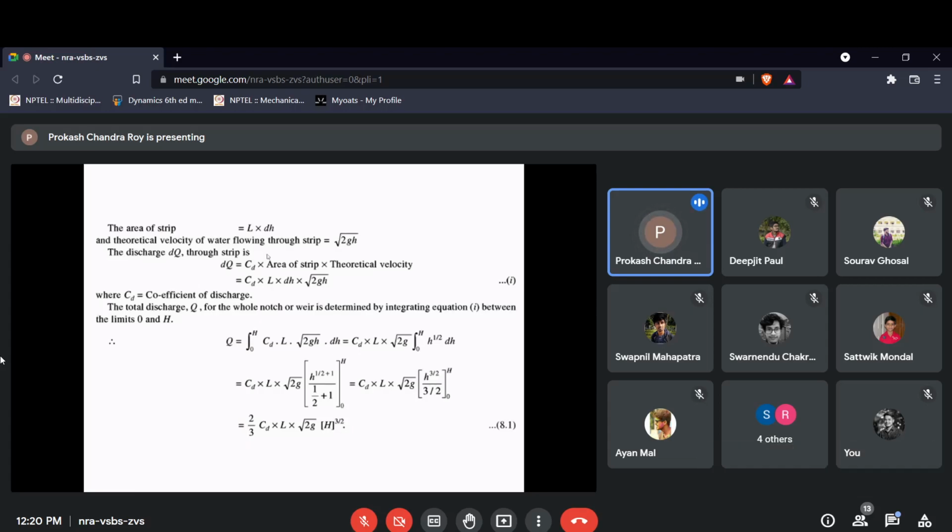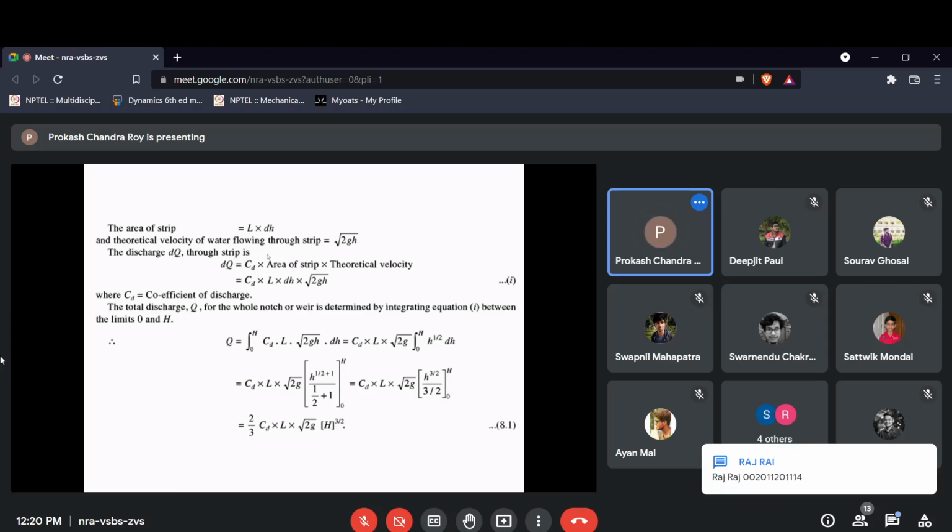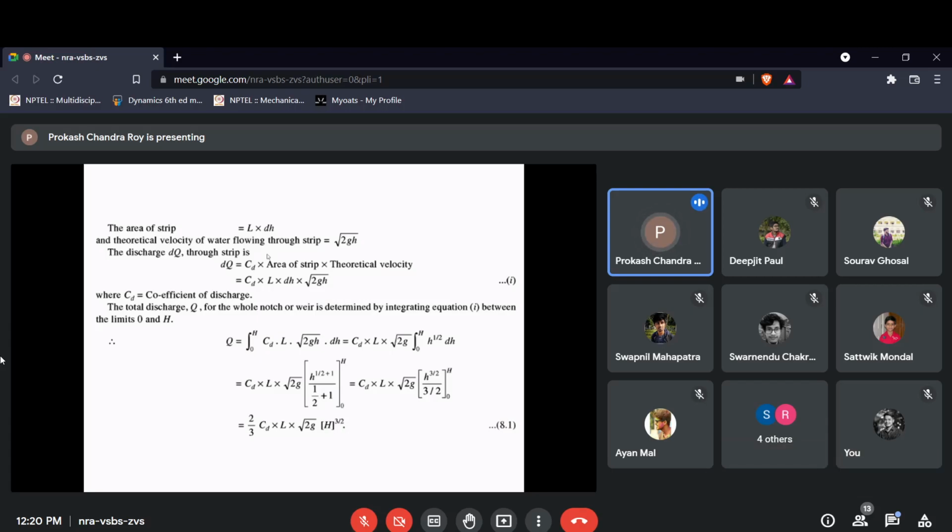So here, to get the theoretical discharge, we are considering the potential energy completely converted into kinetic energy based on Bernoulli's theorem. Bernoulli's theorem is only applicable for an ideal fluid, but we will not get any ideal fluid, so there is a certain viscosity. CD is the coefficient here. So this is the discharge through the strip only.